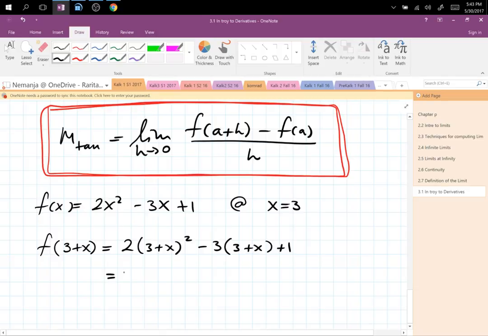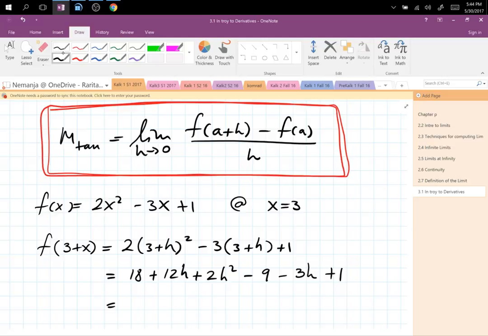And we simplify this. So that's 18 plus 12h plus 2h squared minus 9 minus 3h plus 1. Why did I put x? This is h. Hold on. These are h, not x. h, h, h. There we go. And we collect all the like terms. We get 2h squared plus 9h, and then 18 minus 9 plus 1, which is 10.